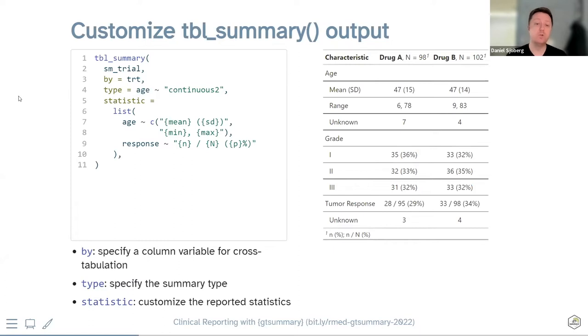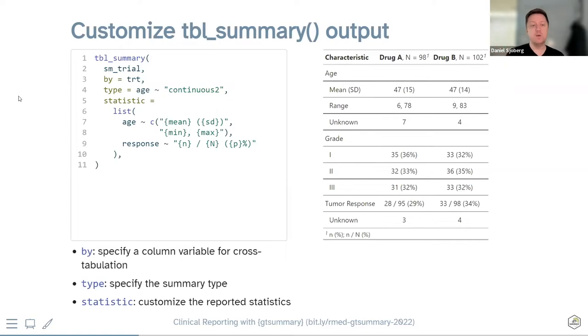You have one row for mean and standard deviation for age, one row for range, and we're still maintaining that row for the unknowns. And you can see on tumor response that we are now showing 28 out of 95 patients responded in drug A group, which was 29%.